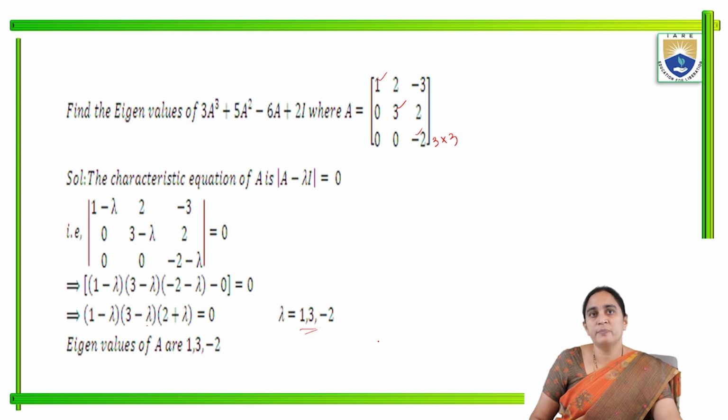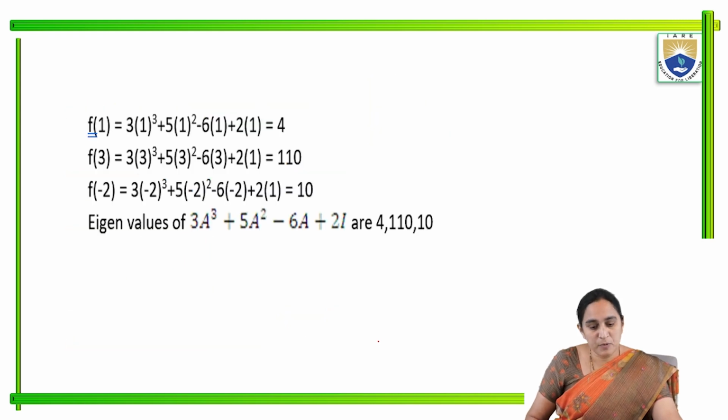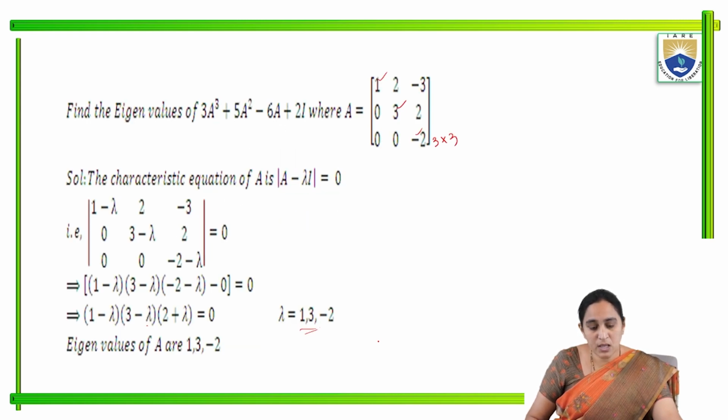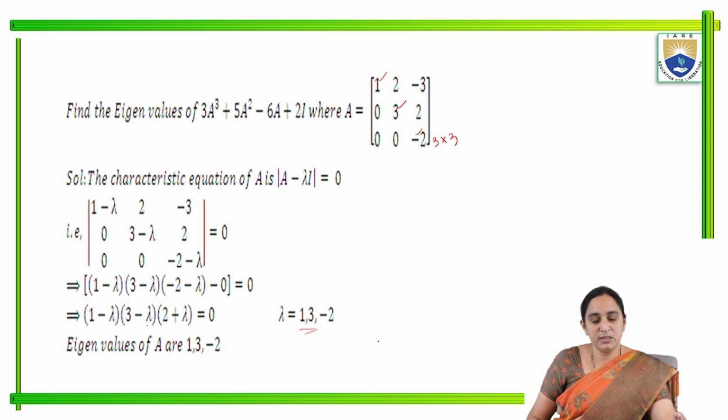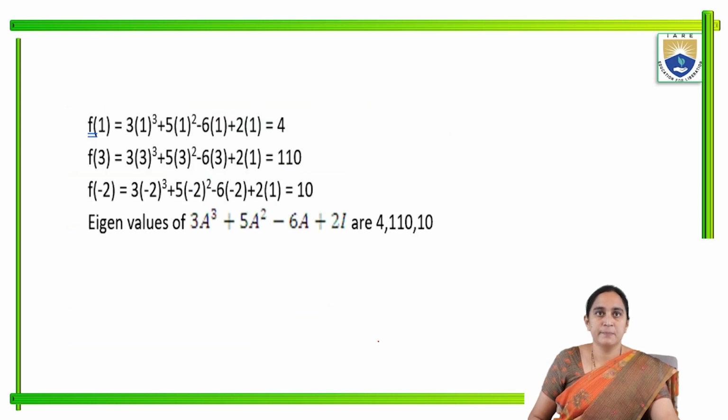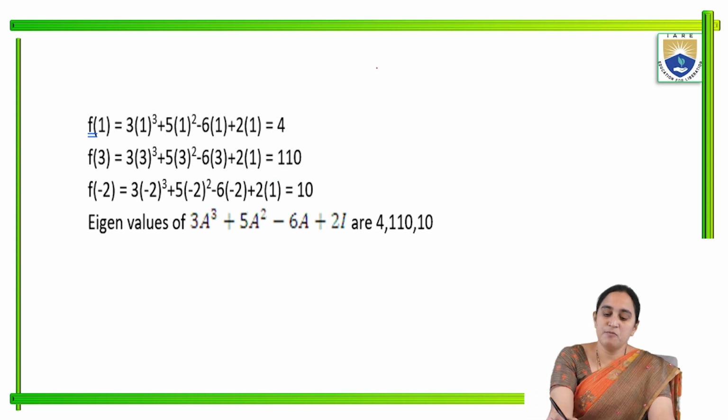But what they are asking in the question is the eigenvalues of the polynomial. For the 3 by 3 matrix, we get 3 eigenvalues. What are they? 1, 3, minus 2. For that, by one property, if the eigenvalues are lambda 1, lambda 2, lambda 3, then the eigenvalues of the polynomial are 3 lambda 1 cube plus 5 lambda 1 square minus 6 lambda 1 plus 2 times I. Observe this property.